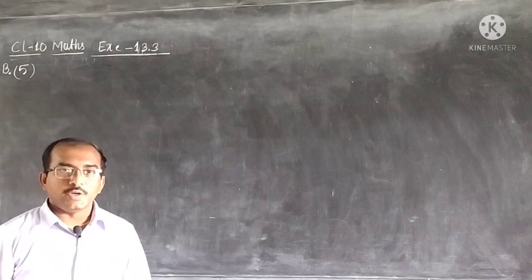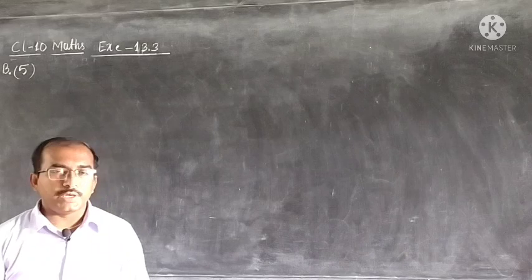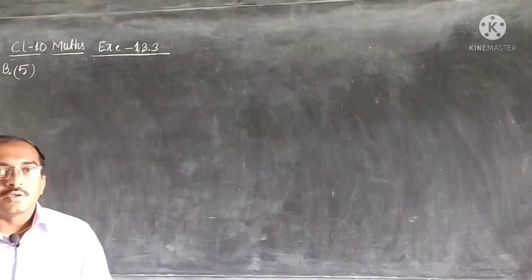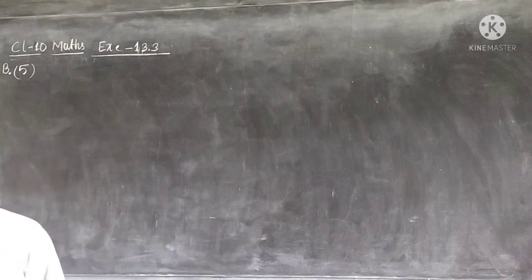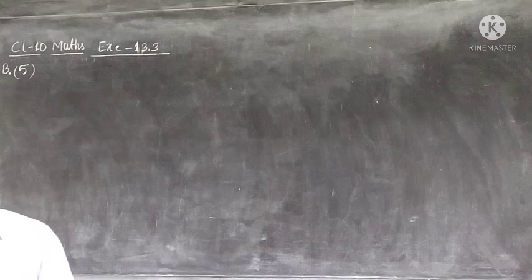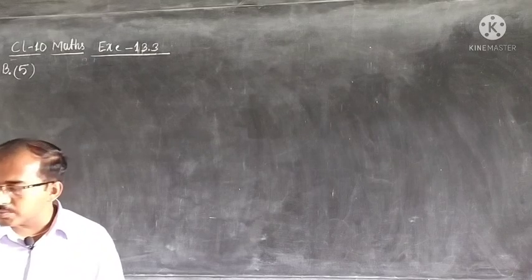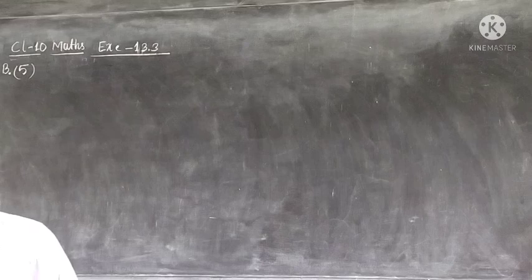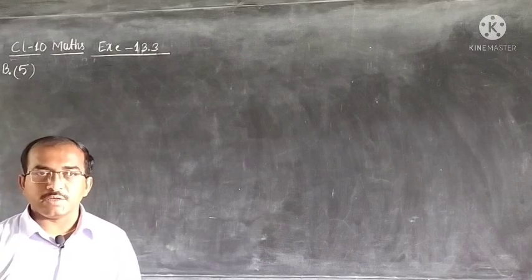Let us continue exercise 13.3. We are in question number 5. So, we will read the question. Question is here: a container shaped like a right circular cylinder having diameter 12 centimeter and height 15 centimeter.